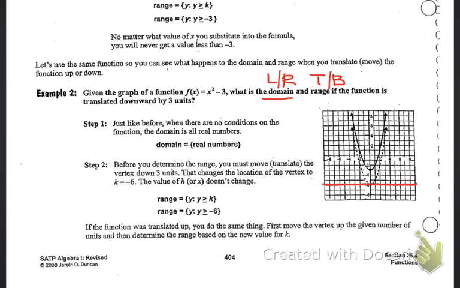So it's now at -6. It still continues to go up into infinity. So our range will now be y is greater than or equal to -6. Domain and range of our graph.